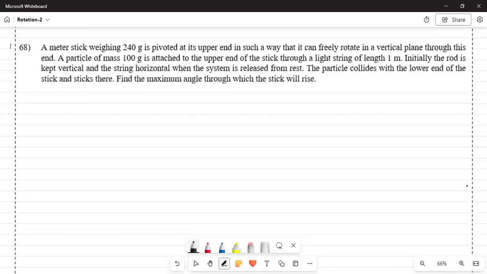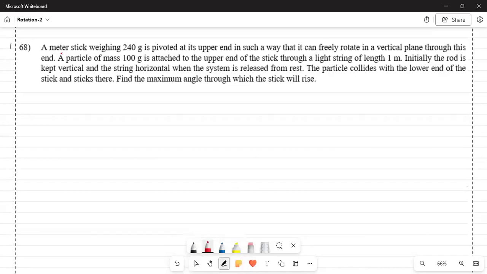Let's now take problem 68 of your textbook. This is a problem which I have studied and found that it apparently looks like a very difficult problem, but at the heart of it, it's really not so. But anyway, let's try to solve this problem.